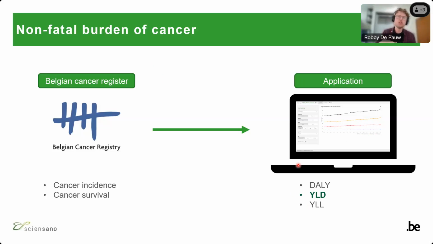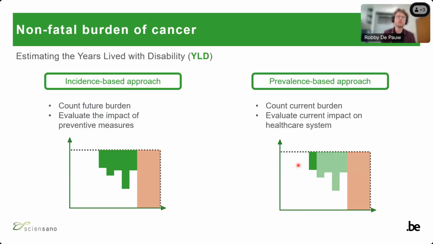So as I explained already before, the non-fatal burden of cancer is actually split up in, let's say, two methodologies that are presented on the website as well. So of course, we have this incidence-based approach and the prevalence-based approach. The advantage of an incidence-based approach is that you could also include the current, the future burden. So when you're thinking about preventive measures that you want to take, then this might be the better estimate to use to check how you can also avoid future burden of cancer incident cases.